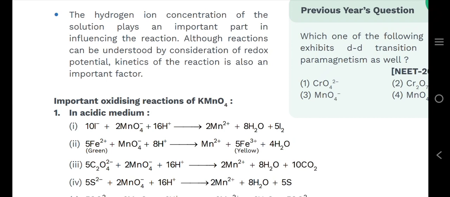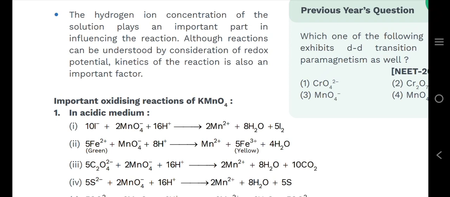Chemical properties of K2Cr2O7: heating effect, reaction with H2SO4, reduction with H2O. These are the reactions given below. K2Cr2O7 on heating gives K2CrO4 plus Cr2O3 plus 3/2 O2.